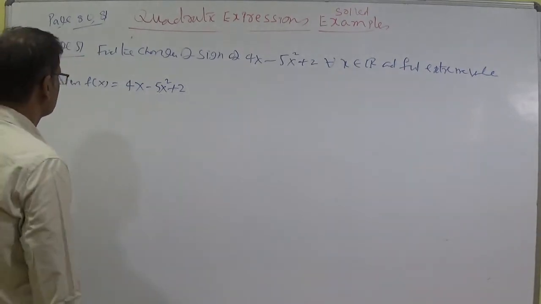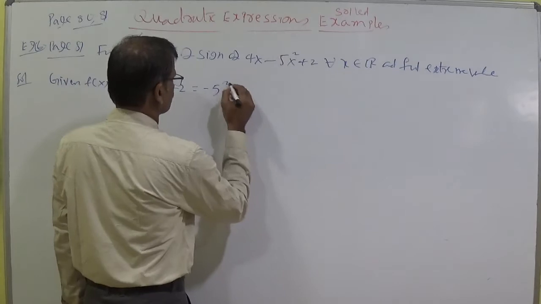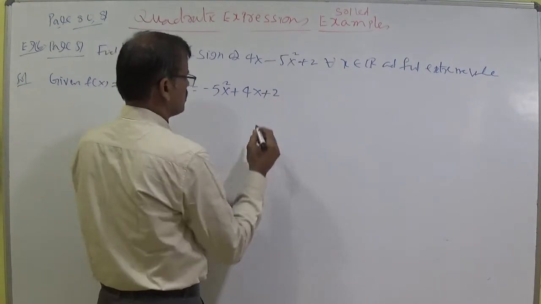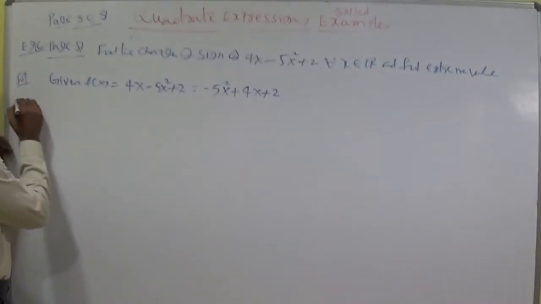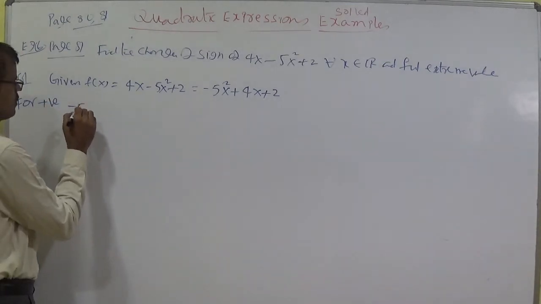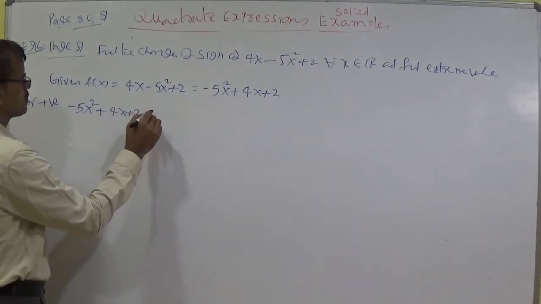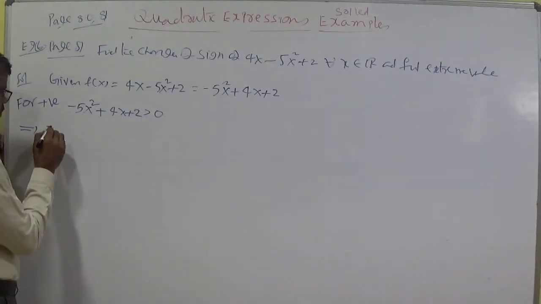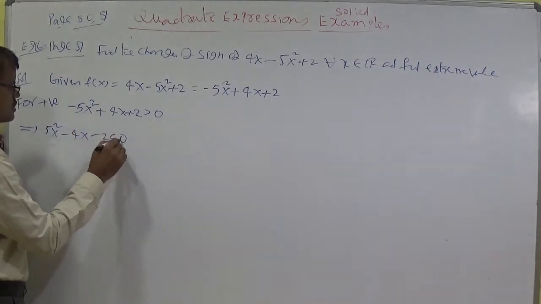Whenever the function f of x is given, you can write it first of all with the x square coefficient first: minus 5x square plus 4x plus 2. Now we should calculate the changes of sign, so for positive and for negative both you should write. For positive, minus 5x square plus 4x plus 2 greater than 0. Whenever the coefficient of x square is negative, you can multiply with minus on both sides. You will get 5x square minus 4x minus 2 less than 0.